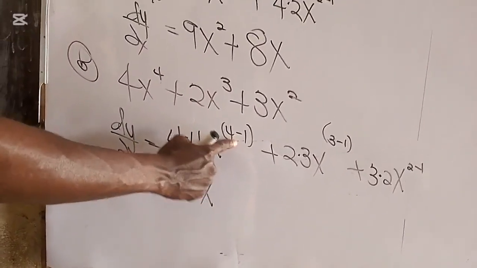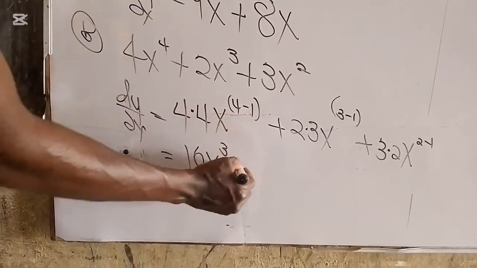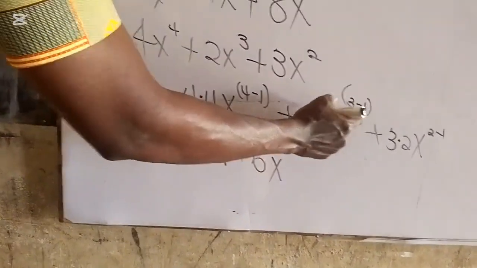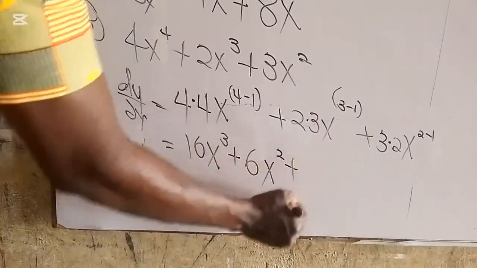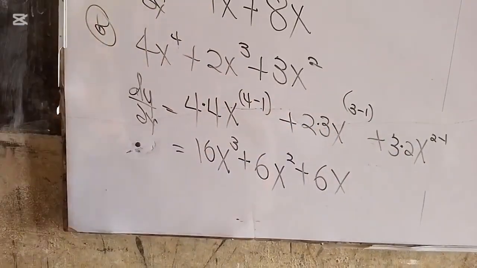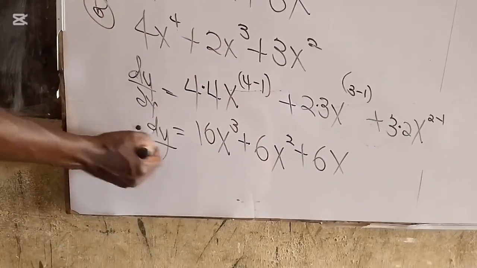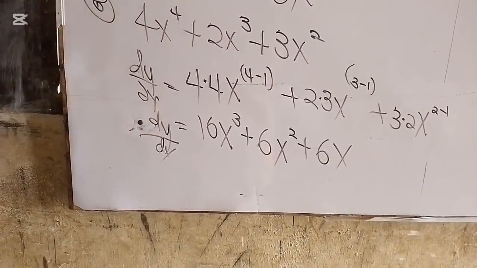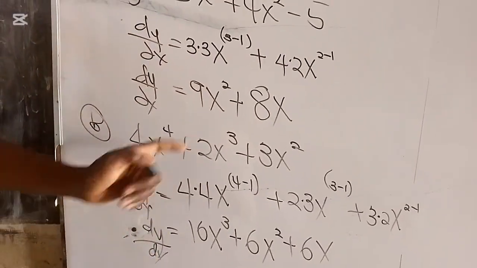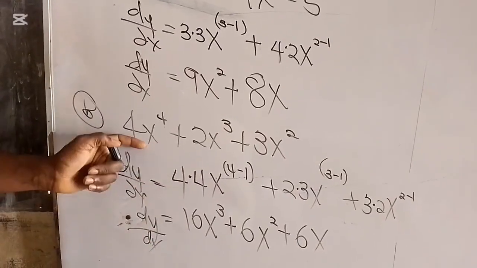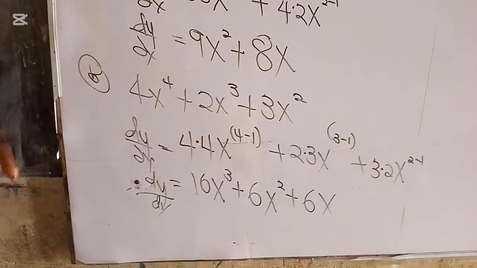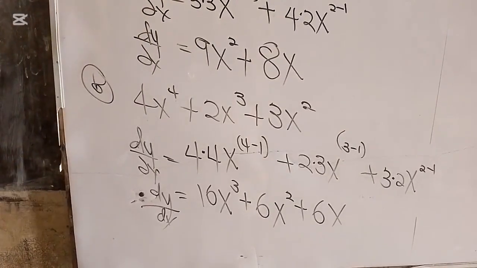So when you do the multiplication, 4 by 4 gives us 16x, here will give us exponent 3. Plus this will give us 6x, the exponent will be 2. Then plus this will give us 6, exponent 1, which we don't write. So our dy/dx for the second question will be 16x cubed plus 6x squared plus 6x. So the fourth question, or the C.